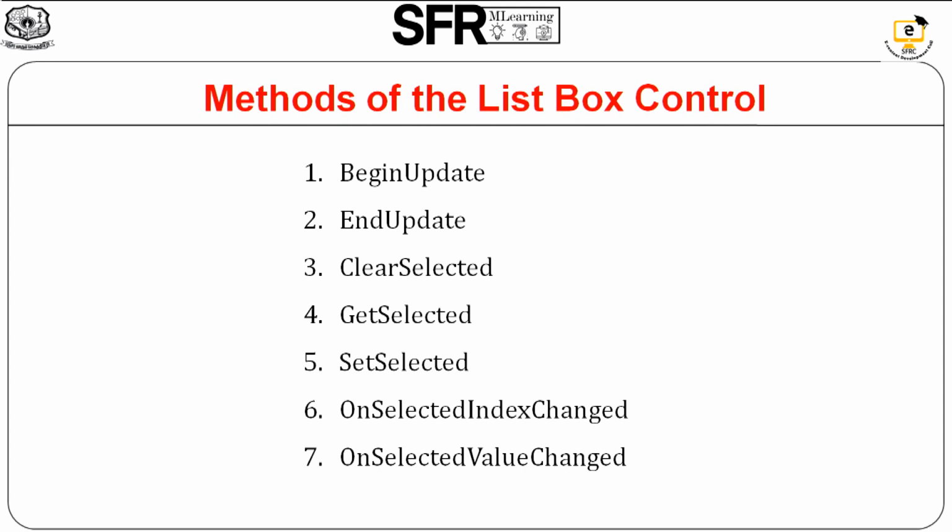Then ClearSelected. It unselects all items in the list box. Then GetSelected. It returns a value indicating whether the specified item is selected. Then SetSelected. It selects or clears the selection for the specified item in a list box. OnSelectedIndexChanged. It raises the SelectedIndexChanged event. And finally OnSelectedValueChanged. It raises the SelectedValueChanged event.